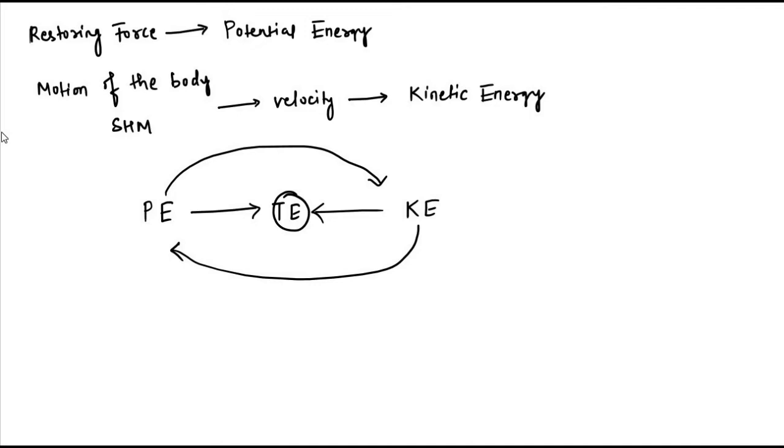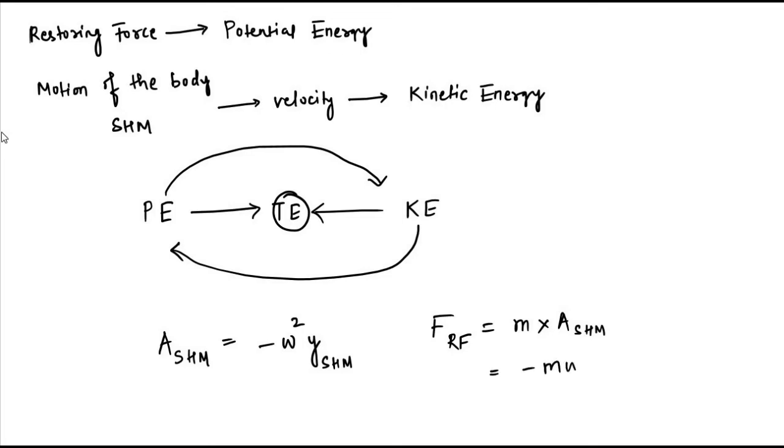Now we have already derived that the acceleration of a body undergoing simple harmonic motion is given as minus omega square times the instantaneous displacement, where omega is the angular frequency of the SHM. Because of this acceleration, the restoring force which acts on the body trying to bring it towards the mean position is given by mass multiplied by this SHM acceleration, which is minus m omega square y SHM. This is the restoring force, and it is also given by minus k y SHM, where the constant k is m omega square.